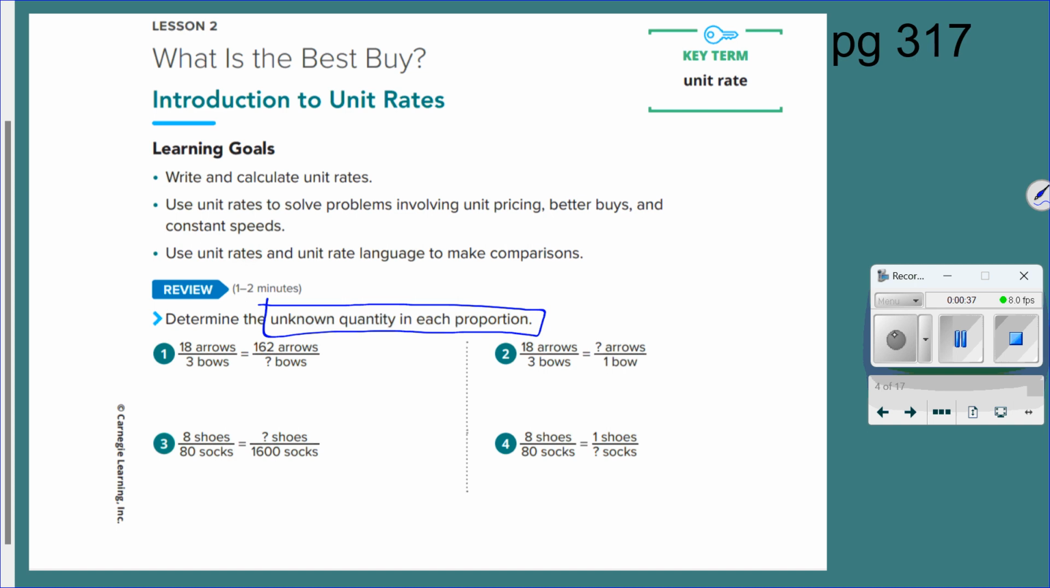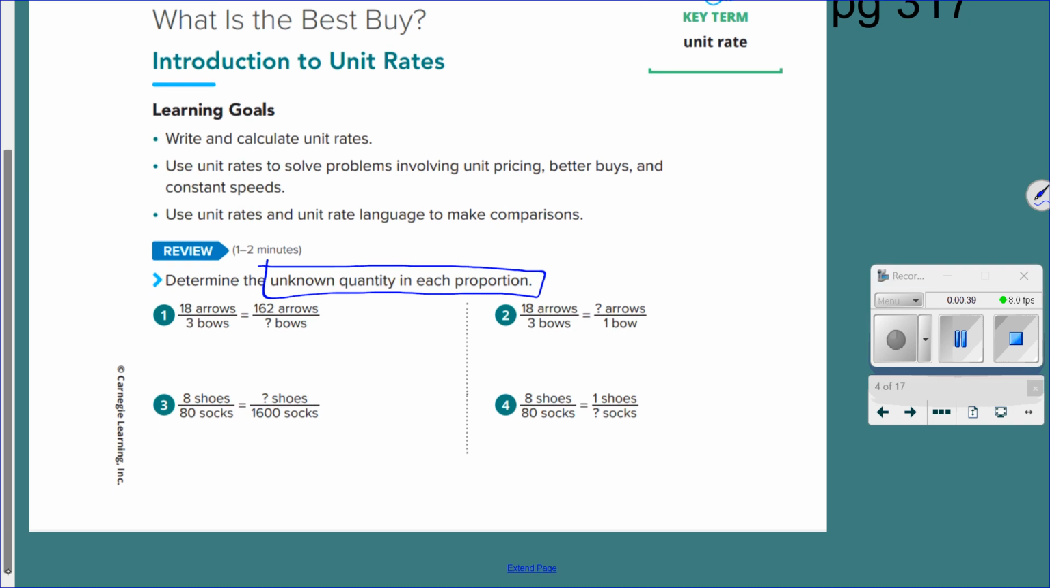Okay, let's look at number 1. Can I do something to 18 to get to 162 evenly? Yes, what? Times 9. So 3 times 9? So 27 bows. Okay, number 2, can I do something to 30 to get to 1 evenly? Yes. What? Divide by 3. 18 divided by 3?